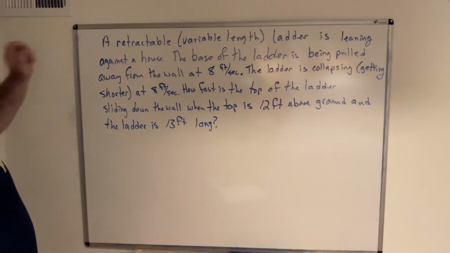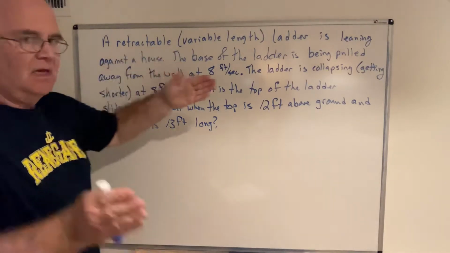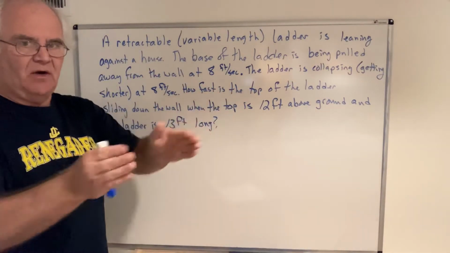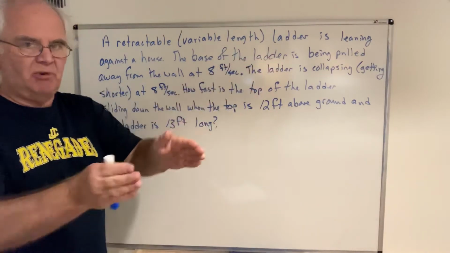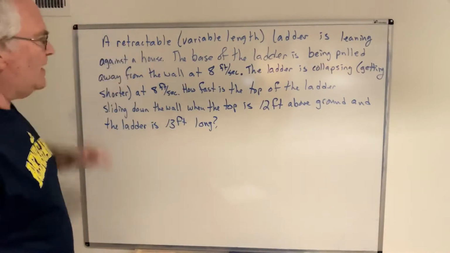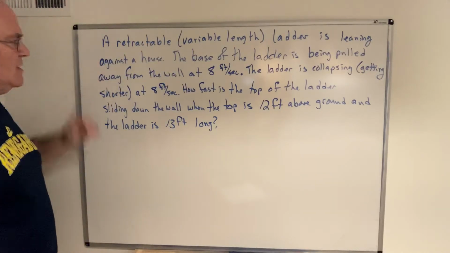Right here is the famous retractable ladder problem. Remember, retractable means the length of the ladder can vary. So we can pull out the ladder, an extension ladder, or compress it. This ladder with variable length is leaning against a house.